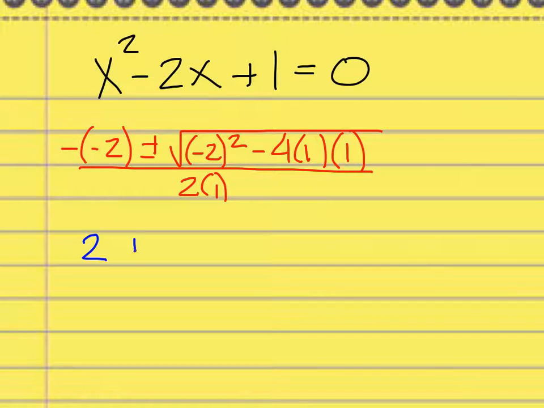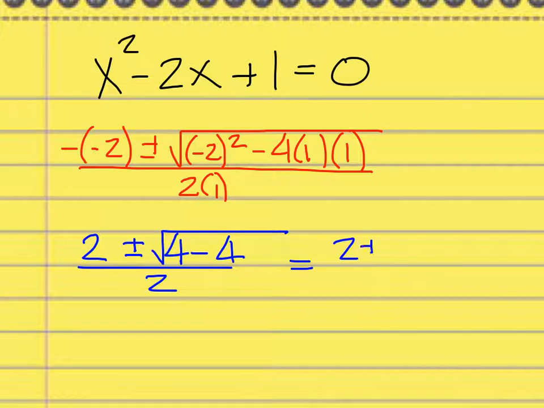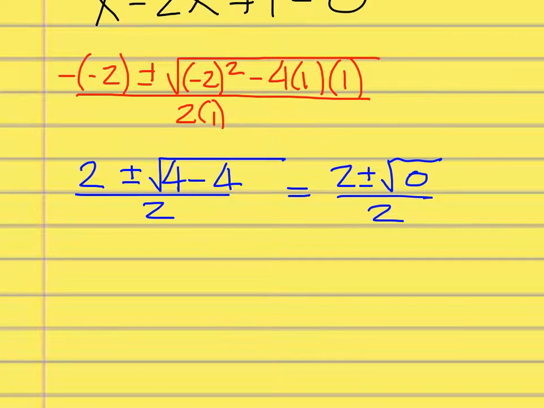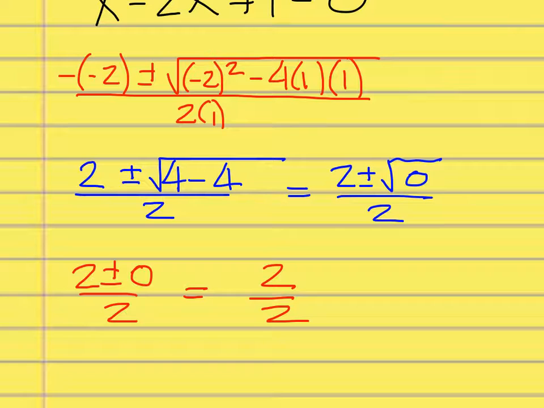So we have a positive 2, comes from the double negative. Square the negative 2 to get 4, and then minus 4 is going to give us a 0 under the square root sign. And the square root of 0 is simply 0. So 2 plus or minus 0 over 2. No need to even have the 0 in there, it doesn't change anything. So you just have 2 over 2.